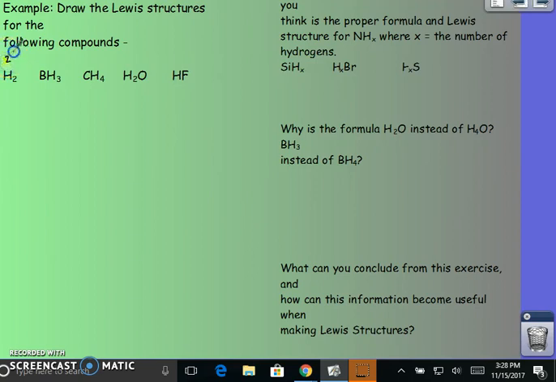Okay, so there are 2 of them, and each one of them has just 1, so we need 2 valence electrons. So we're going to have a hydrogen bonded to a hydrogen. Ta-da! That's about it. That's all you got.